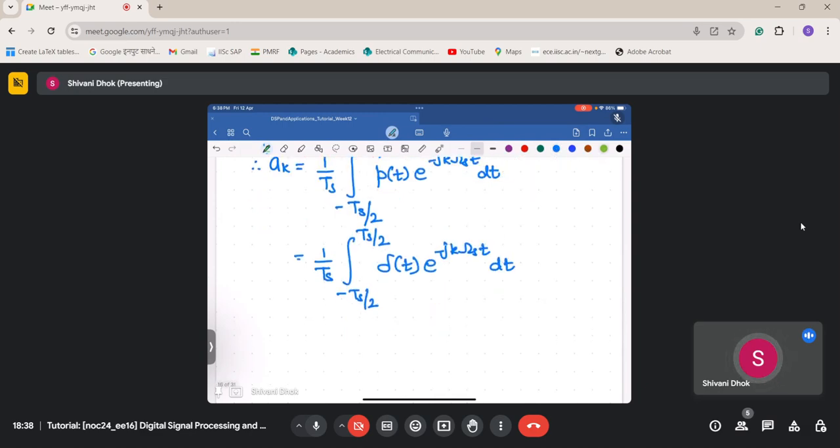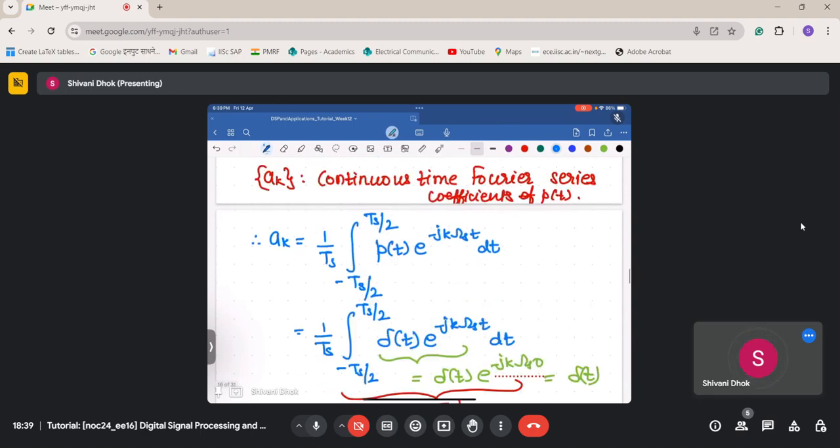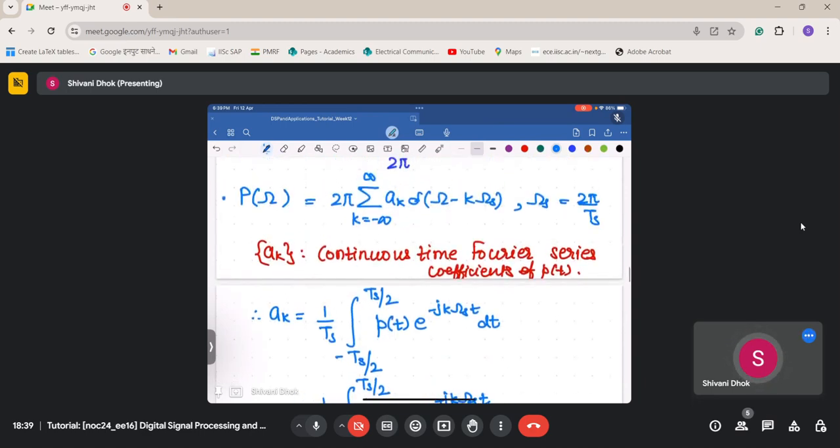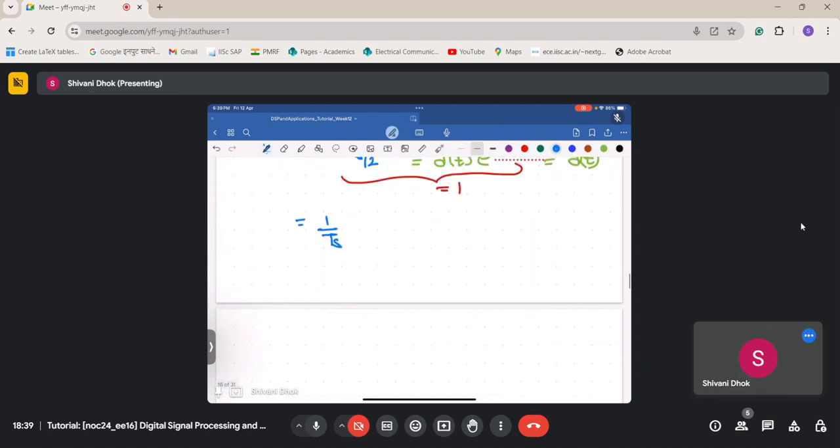Again, we'll use the shifting property of impulse, so this will be equal to delta t into e power minus j k omega s t0, which is equal to delta t. And integrating delta t from a minus limit to a plus limit, so this integral in totality will give me a value of 1. So therefore this simply comes out to be 1 by Ts. Now I'll substitute this ak in this equation of p of omega.